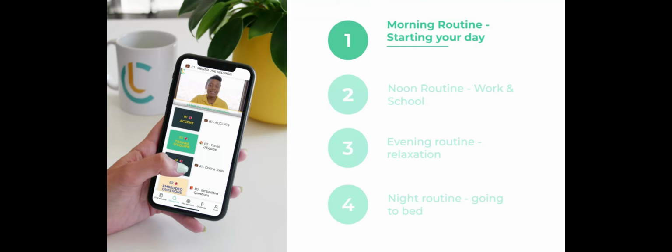Of course, our first part will be to look at the morning routine. So starting your day. Agenda point number 2 will be noon routine, work and school. So noon is another word for midday. Number 3, evening routine, all about relaxation, the things we do to relax in the evening. And the last part, the night routine, going to bed, the things that we do at the end of the evening before we go to bed at night.